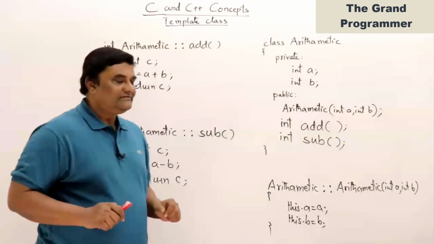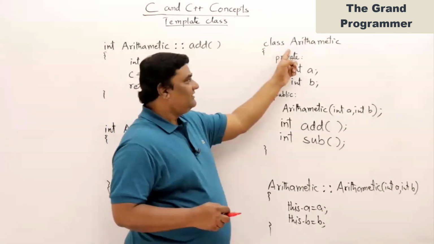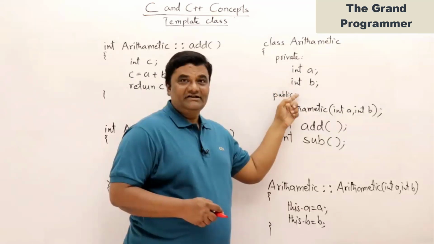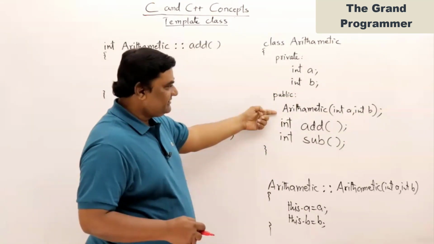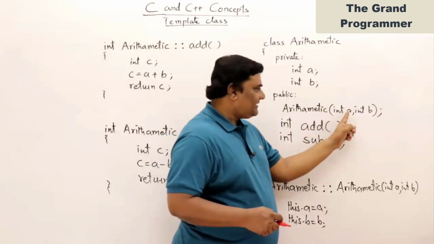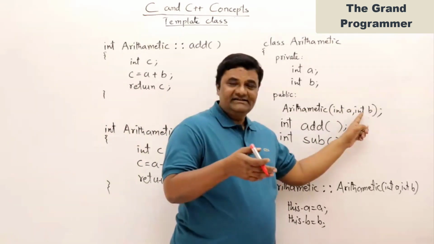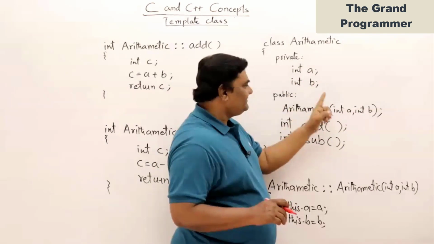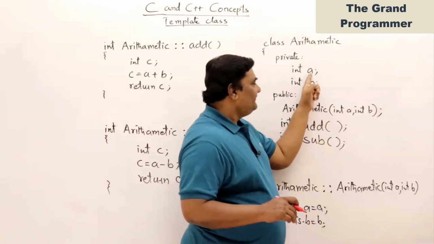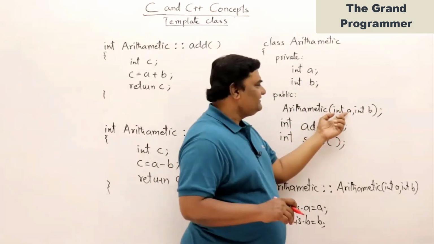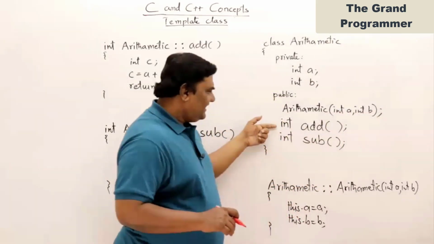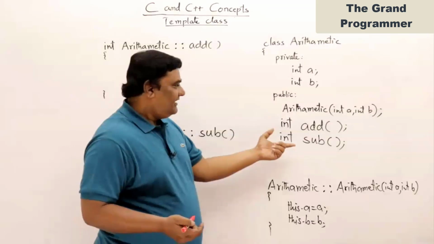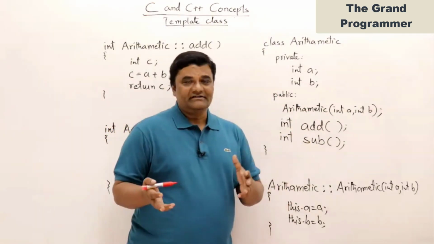Let us look at the class. Here is a class called Arithmetic and two data members a and b, integer type. Then this is a constructor. The constructor is taking two parameters. Again, the parameter names I have taken with the same names, a and b. So these are the class members and these are the parameters. So we call these this a or this b, and these are parameters a, b. Then I have just two simple functions for adding those two numbers and returning a result, and subtracting those two numbers and returning a result.